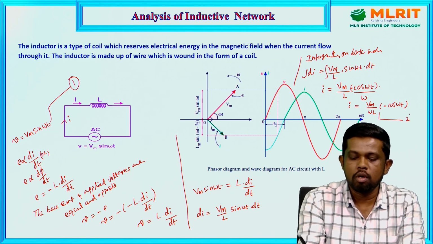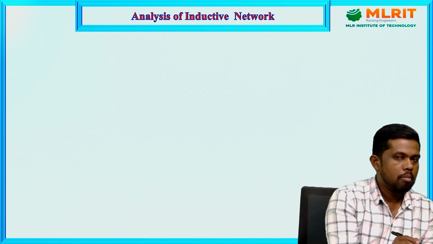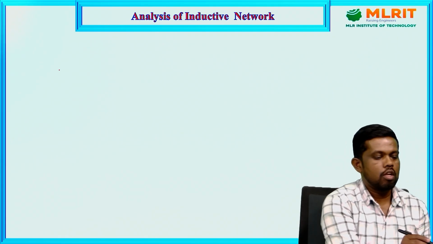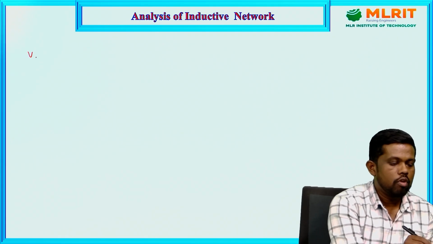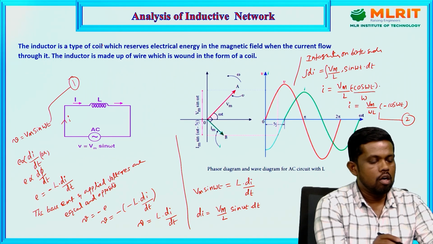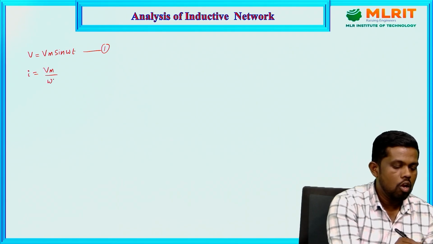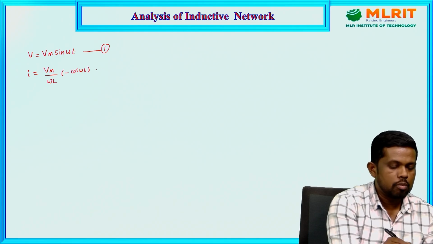This we can treat as expression number 2. And that is equation number 1, V equal to Vm sin omega t. As of now, we got only 2 expressions. Earlier we have already allotted equation number 1, and the same way I am going to write it here. So equation number 1 is V equal to Vm sin omega t, and equation number 2, the instantaneous current, is Vm by omega L into minus cos omega t.